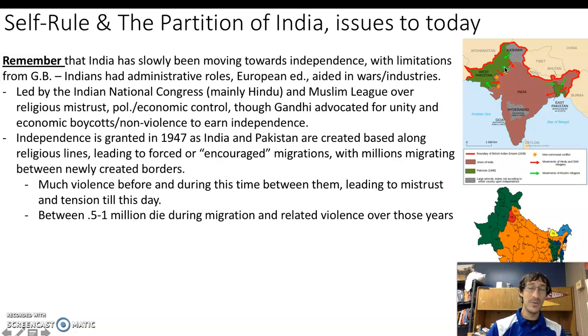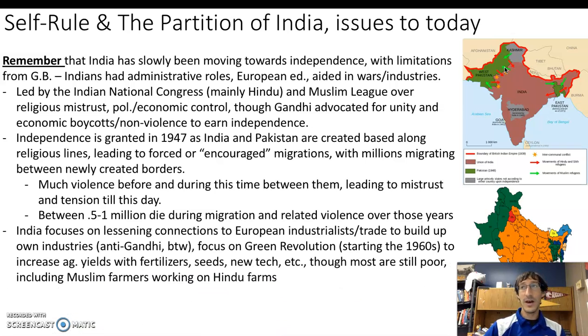About 500,000 to 1 million people died during the migration and the related violence over those years. And then we also talked about tens of millions, or about 10 million, people who were encouraged or forcibly moved as a result.